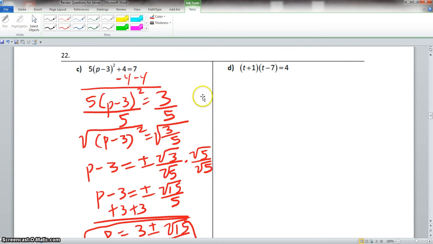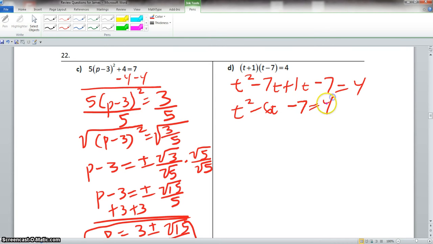Picking up where we left off, we're on problem 22D, and we're trying to solve this using the best method. What I would suggest here is let's do the distributive property. We would end up with t squared minus 7t plus 1t minus 7, and that equals 4. So this will be t squared minus 6t minus 7 equals 4. Now we want to set this equal to 0, so we'll subtract 4 on both sides. So we have t squared minus 6t minus 11 equals 0.